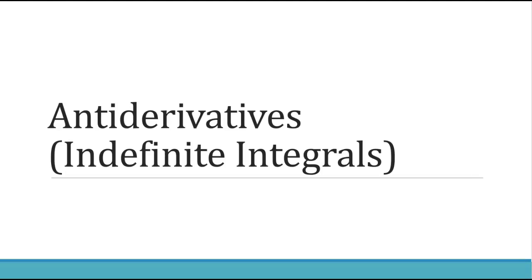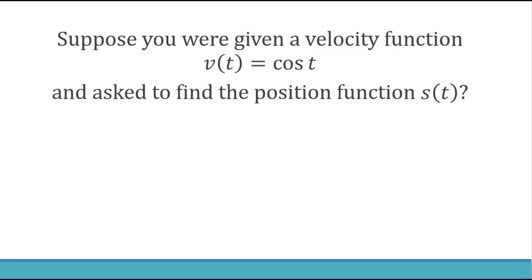Antiderivatives, or indefinite integrals. Let's start with the motivating question. Suppose you were given a velocity function, v of t equals cosine t, and you were asked to find the position function, s of t. So essentially what we have to do is think about what function do I have to take the derivative of to get cosine t out as the answer.